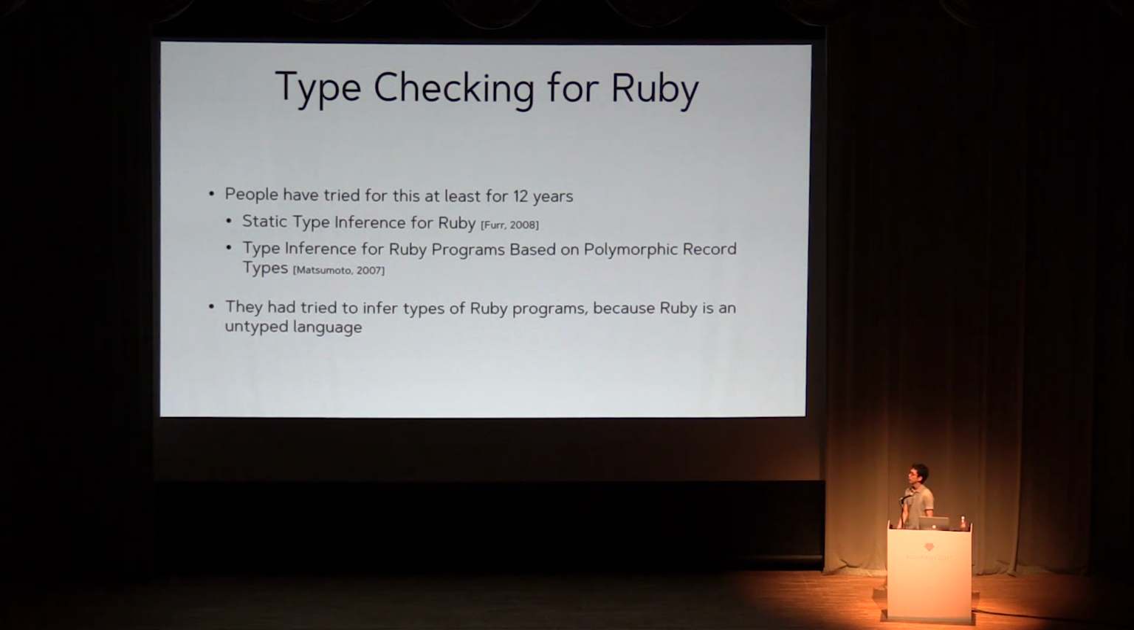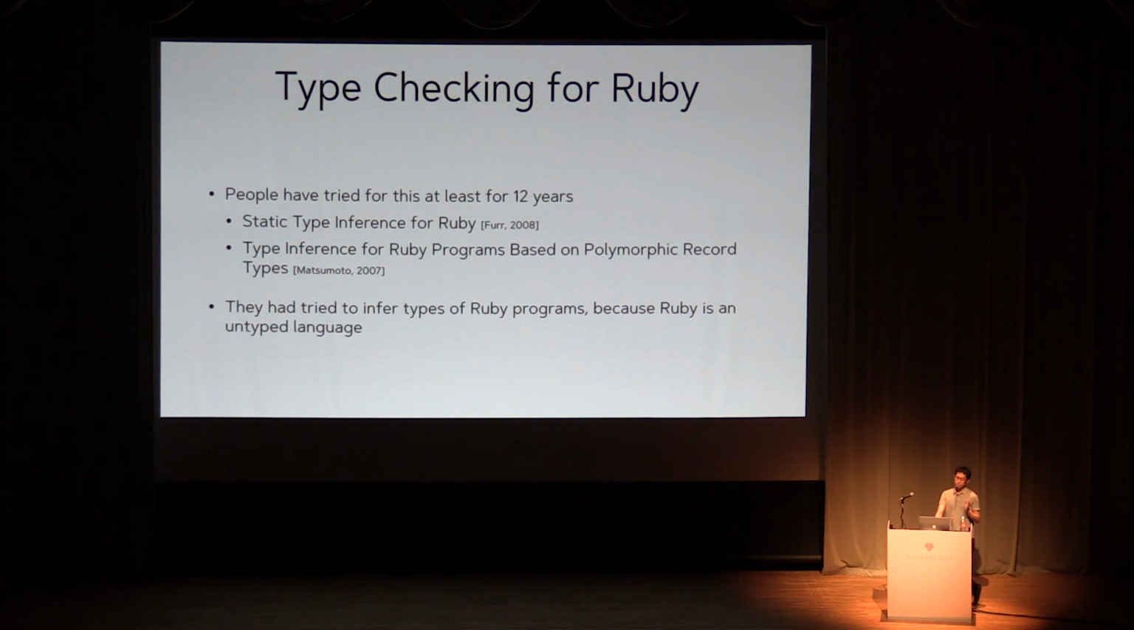The first one is static type inference for Ruby. You may know the name Diamondback Ruby; that is the type checker implementation, and the paper describes it. The second one is, in fact, my paper: type inference for Ruby programs based on polymorphic record types.